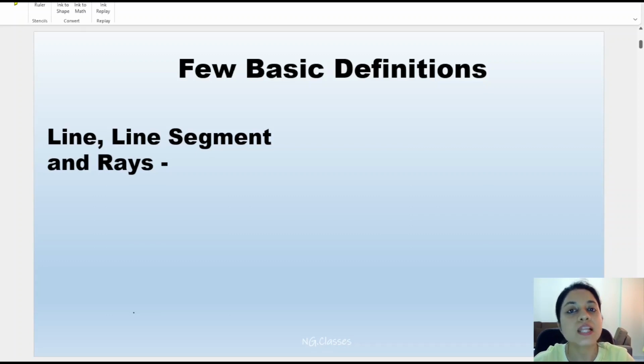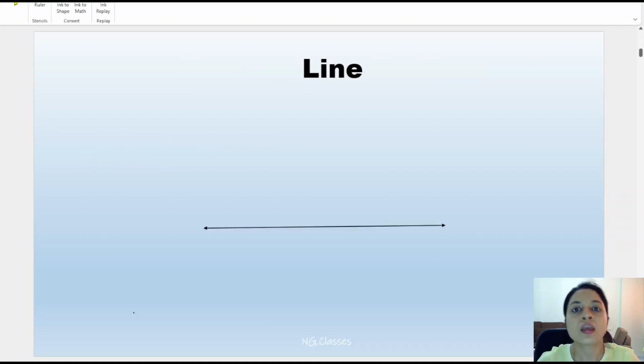So at first, let's focus on line. We can draw a line like this. Here we can see two arrows are there at two end points, which represent this line can be stretched indefinitely in both the direction. Let's see how. Like this. And like this.